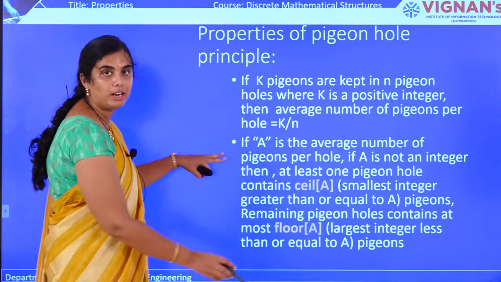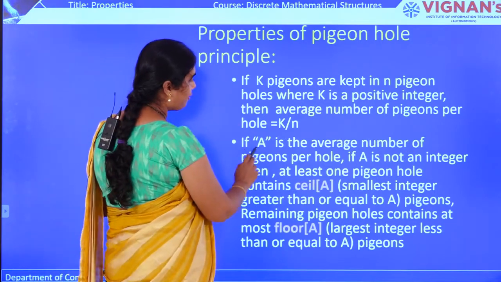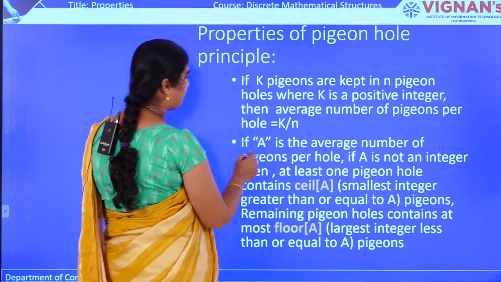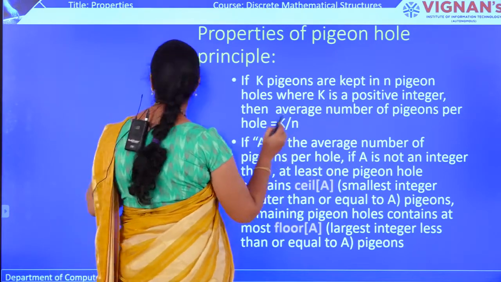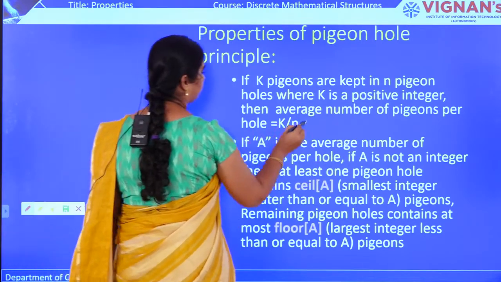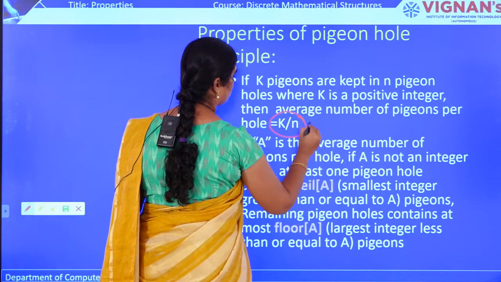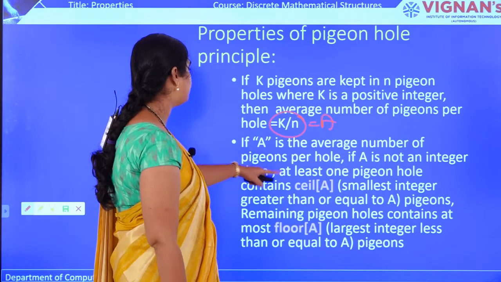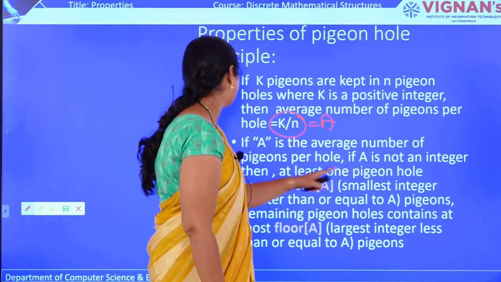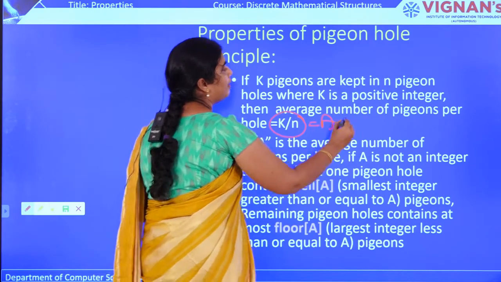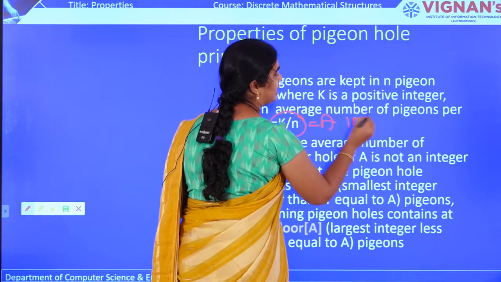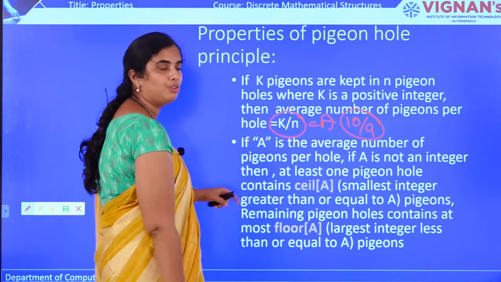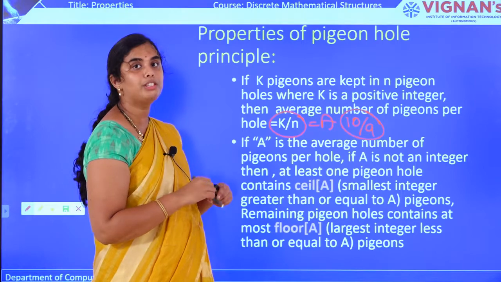This can be understood in more detail in this definition. If A is the average number of pigeons per hole, let us take this as A. If A is not an integer, suppose I have shown you 10 by 9. Is 10 by 9 an integer? No, right? Then in that case, how to distribute?